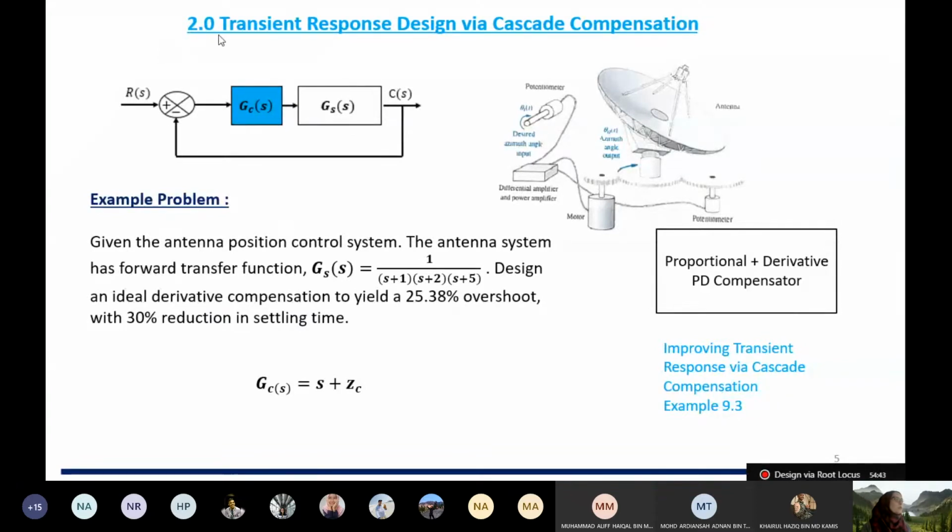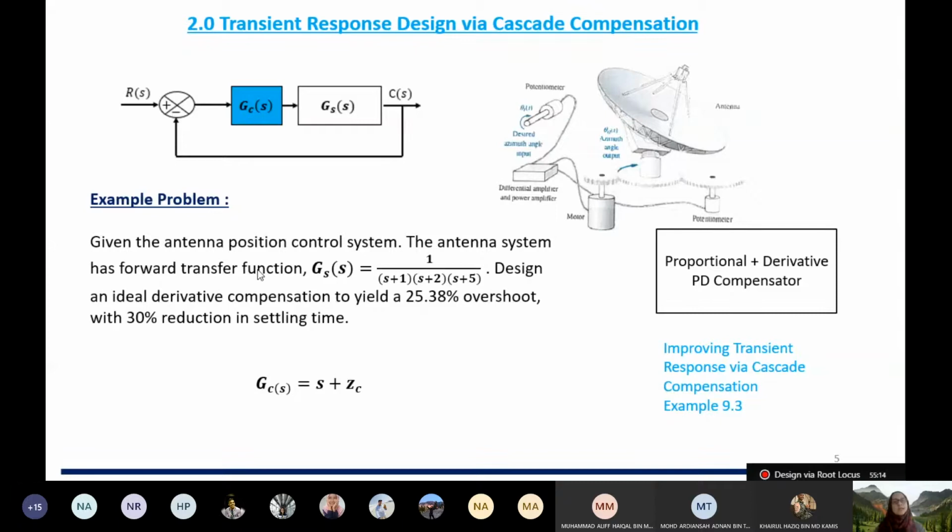Okay, so we are now in the topic of transient response design via cascade compensation. Revision about yesterday. Okay, so given the antenna position control system, the antenna has the forward transfer function G(s) equals 1 over (s+1)(s+2)(s+5). Design an ideal derivative compensation to yield a 25.38% overshoot with 30% reduction in settling time.